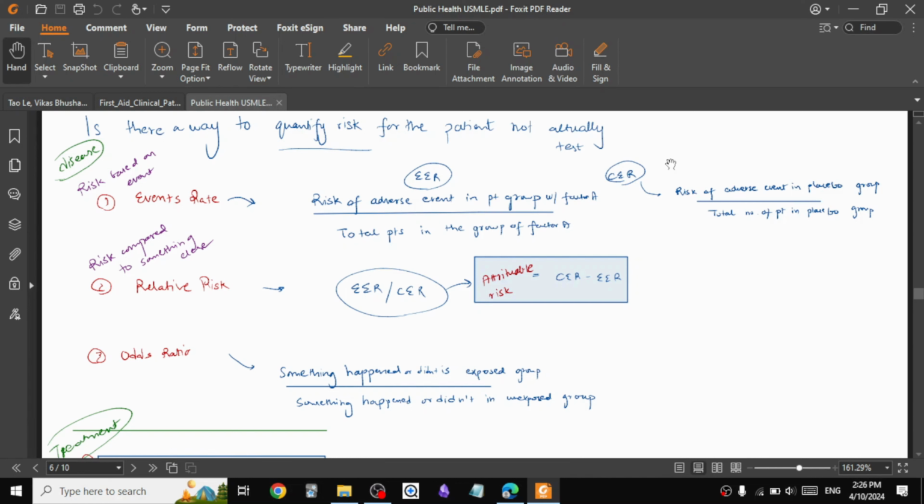So if I compare these two, first of all, how do I compare these two? I can divide them by each other. So I take EER and divide it by CER, which should make sense because this is the control. I want my proportion to be compared to a normal, to a control. So I divide both of them, EER by CER, and that is called the relative risk. I'm comparing the adverse event due to some factor with the group which didn't get anything. That is the relative risk.